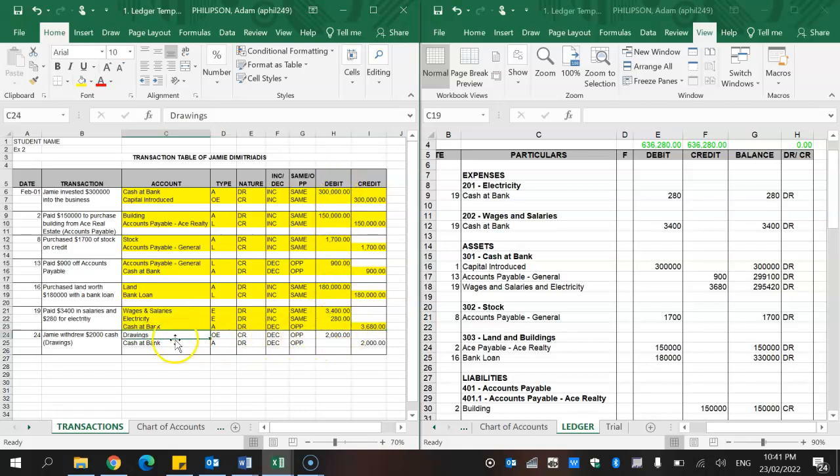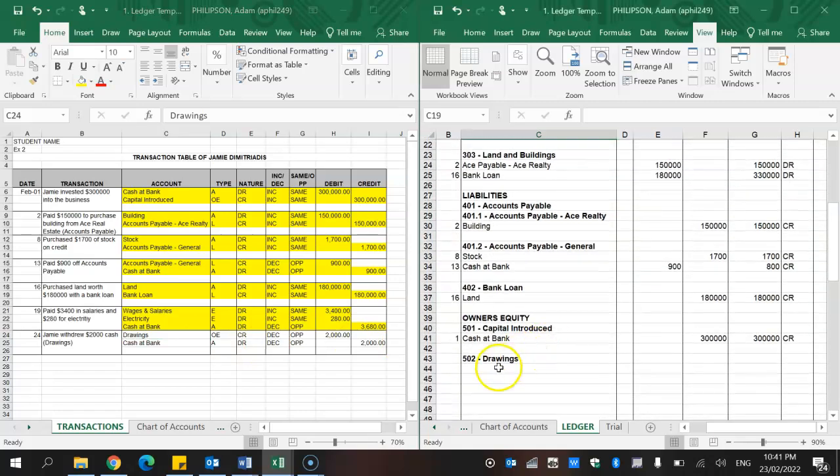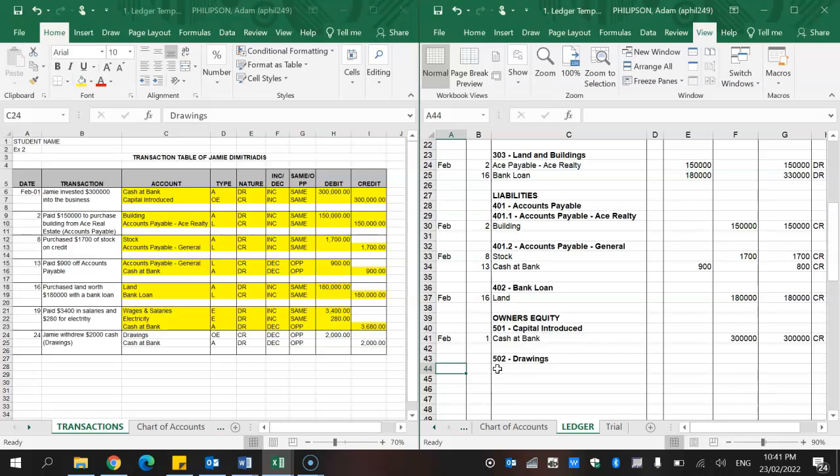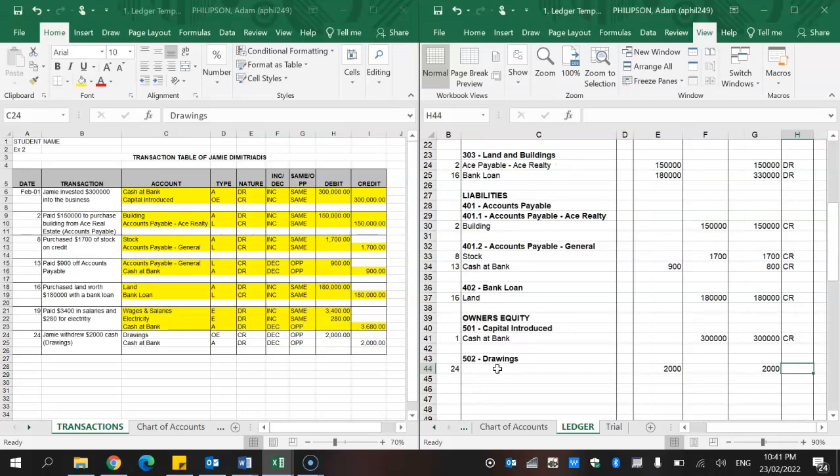Okay, next line, drawings. Debit $2,000 to the drawings account. So we come down here to drawings, and we go Feb, put our date in, 24th, and it's debit $2,000. It's the only transaction, so our balance is $2,000 debit. Our particulars come from the other side of the journal entry. Here's cash at bank. And move on. Cash at bank, $2,000 credit to the cash at bank account.